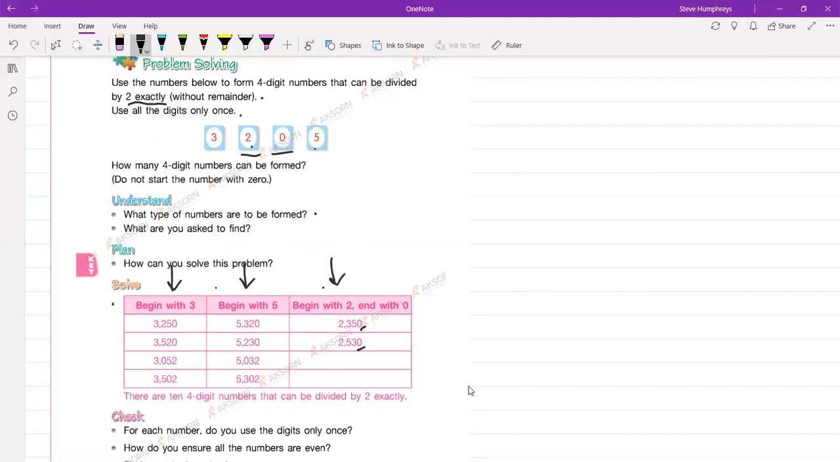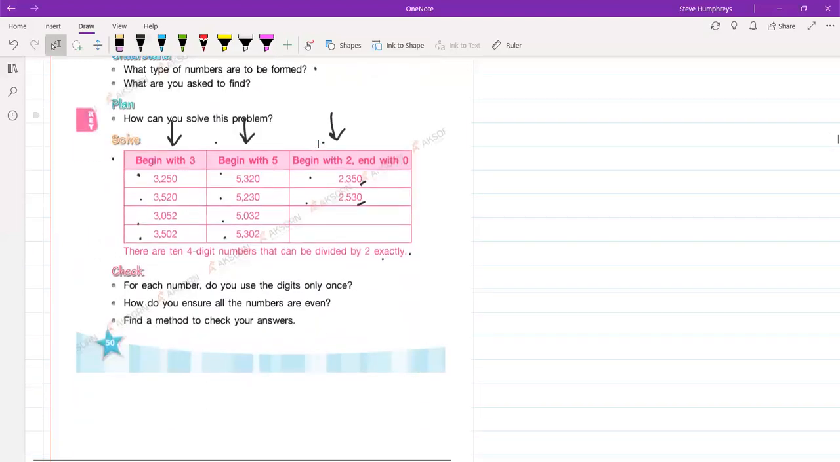There are 10 4-digit numbers that can be divided by 2 exactly. 1, 2, 3, 4, 5, 6, 7, 8, 9, and 10. They will all divide by 2. The last digit is either 0 or 2. Okay.